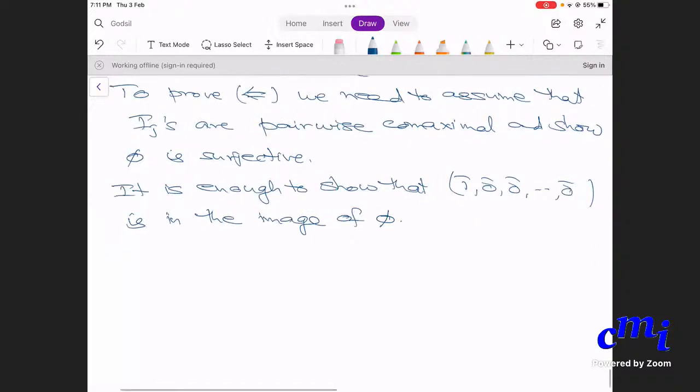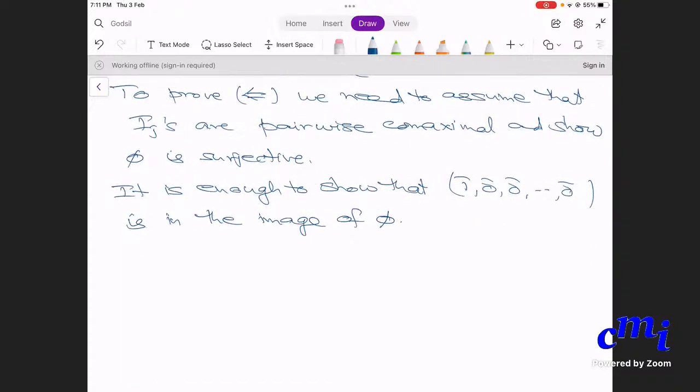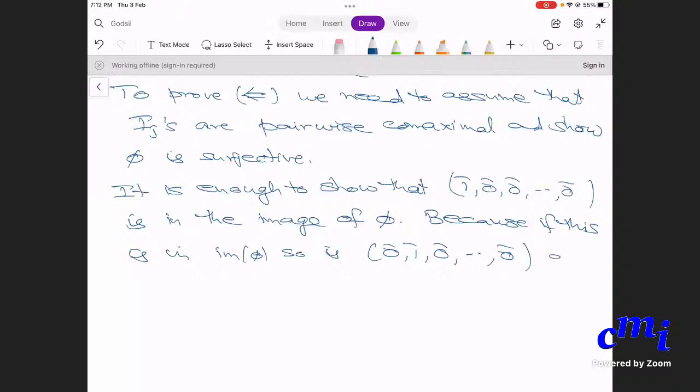So let's make sure that we understand why we are saying this. To say that phi is surjective, we want to show that every element is in the image of phi. I am saying, you don't have to worry about every element. You only have to worry about this element 1 bar, 0 bar, 0 bar, 0 bar. If you know that that is there, then every element will also be there. Why is that? Because if this is in the image of phi, so is similarly 0 bar, 1 bar, 0 bar. This also will be in the image of phi, and all the others of this form.